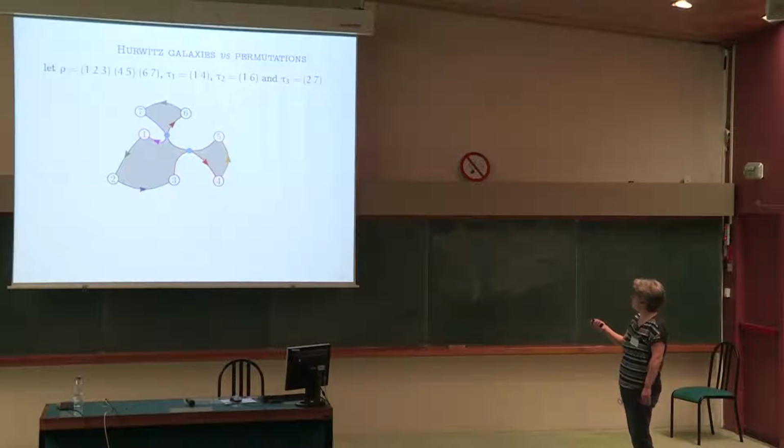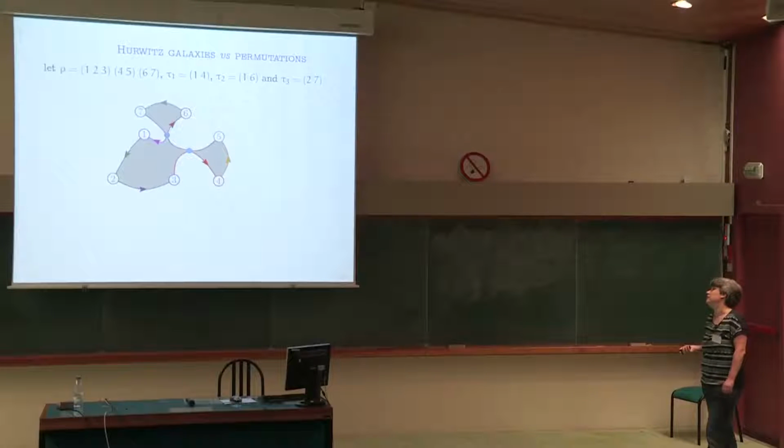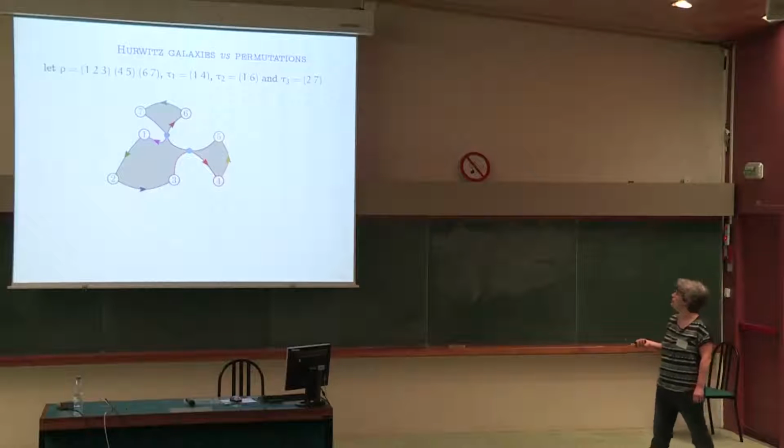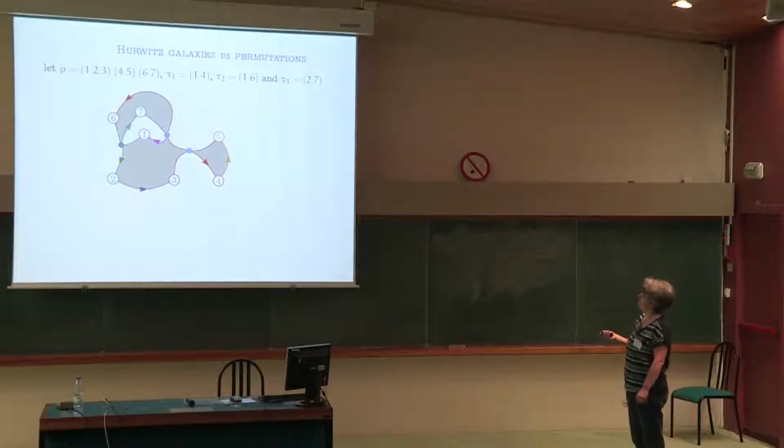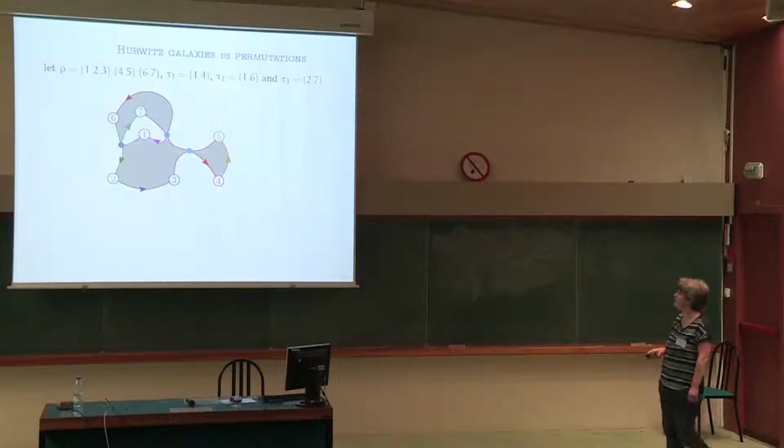And now, if I want to multiply by this transposition, I will cut those cycles. In this way, it's exactly the same operation as before. I want the pre-image of 2, which is 1, to go to 7, and I want that the pre-image of 7, which is 6, goes to 2. That's it.